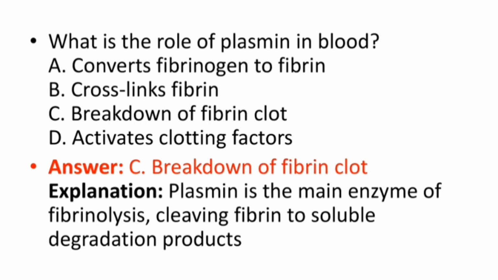What is the role of plasmin in blood? Option A converts fibrinogen to fibrin, option B cross-links fibrin, option C breakdown of fibrin clot, option D activates clotting factors. The correct answer is option C, breakdown of fibrin clot. Plasmin is the main enzyme of fibrinolysis, cleaving fibrin to soluble degradation products.